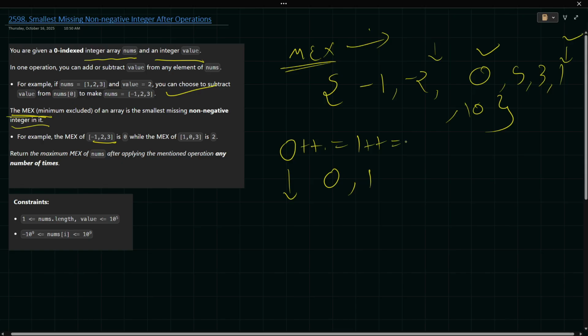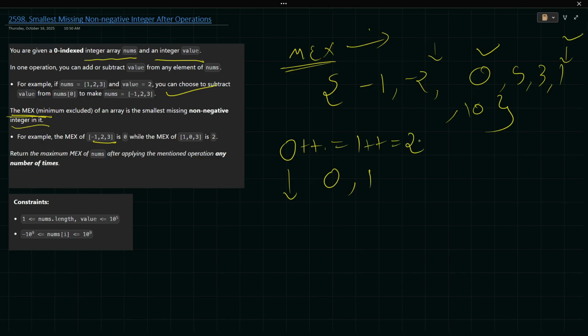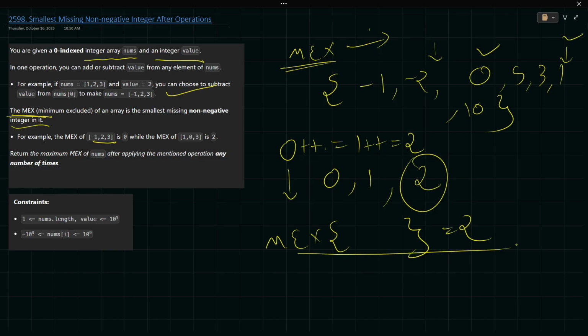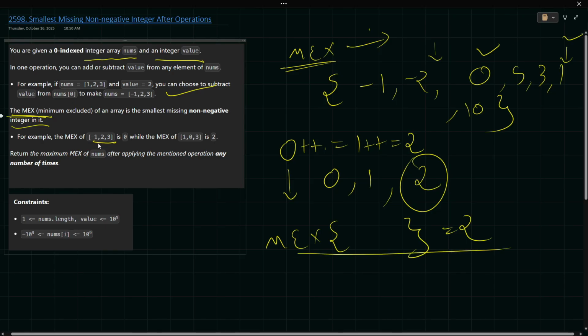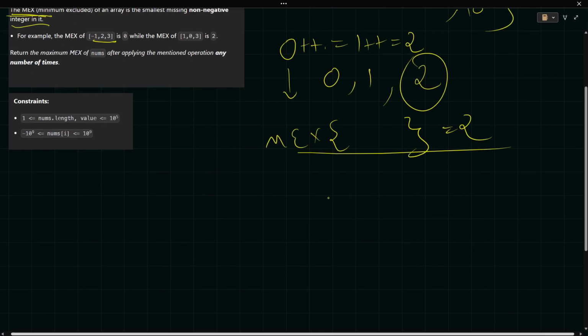So we would go for 1 plus plus, which is nothing but 2. So 2 is not present here, okay? 2 is absent. So our answer would be what? The max of whatever set we have taken would be nothing but 2. So this is the max. See here, an example is also given. See, -1, 2, 3. Okay, -1, 2, 3. Like I am taking this example.